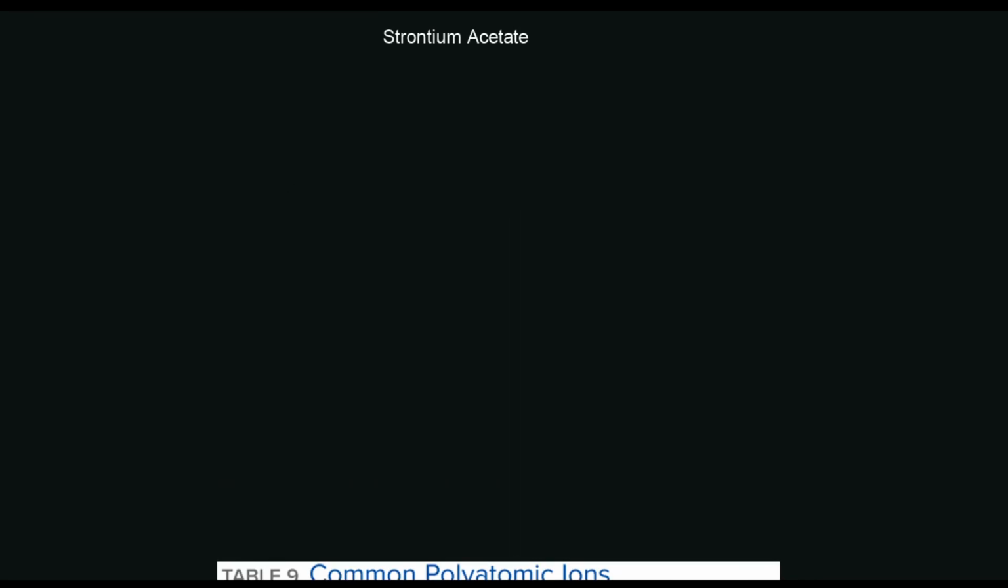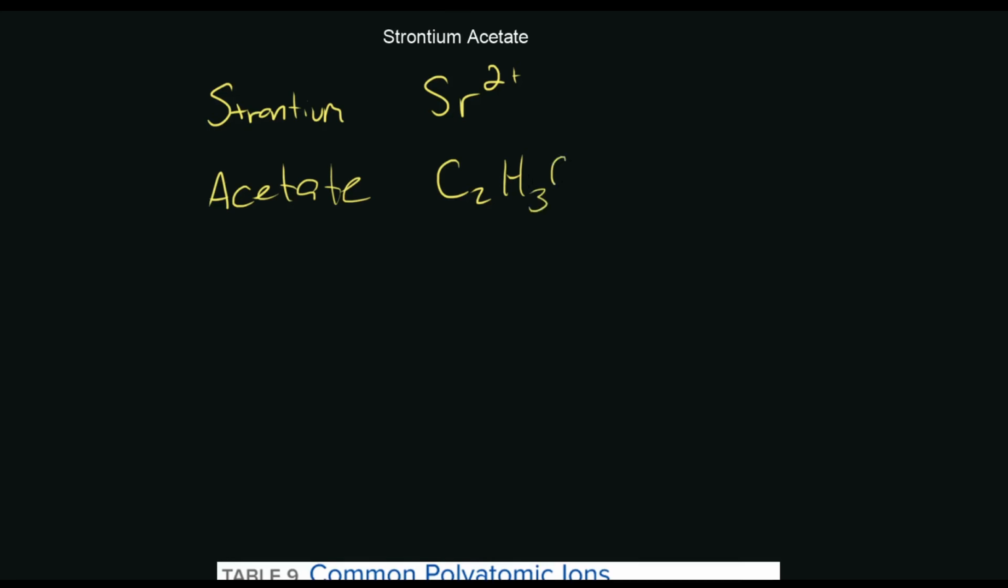So when we're going to write this out, strontium is going to be our Sr 2 positive charge, and then acetate is going to be our C2H3O2 negative. So how many acetate molecules are we going to need to counteract strontium's 2+ charge? So we'll need 2 acetates.